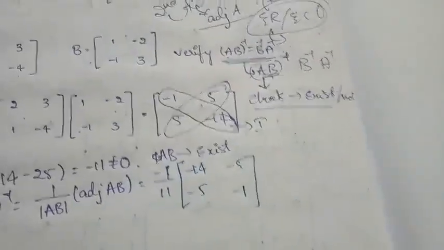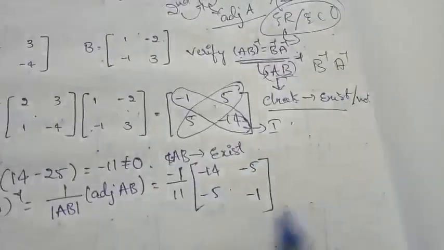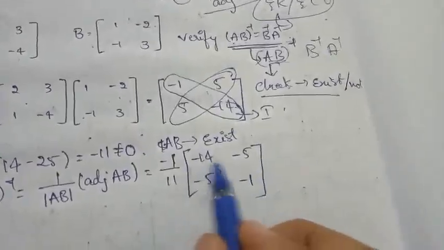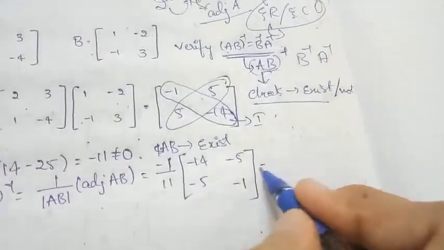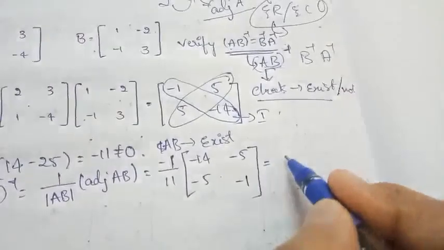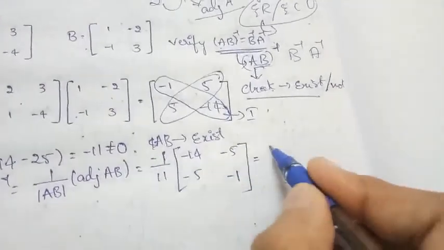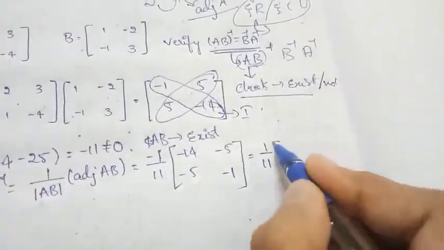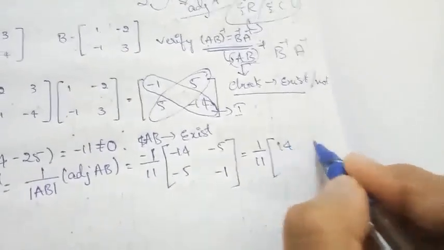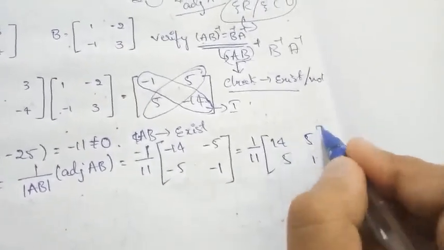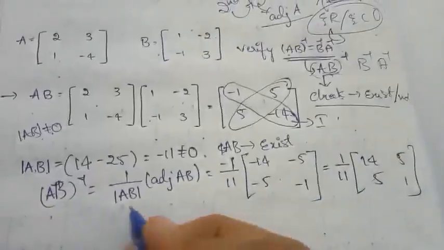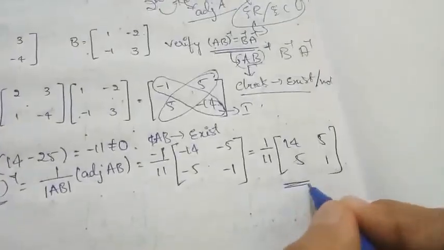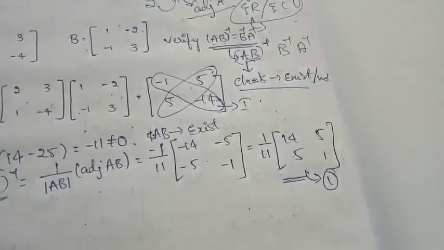What happens here? From this whole matrix I can take minus 1 common outside. If I take minus 1 common outside, minus into minus is plus. So it is 1 by 11 times the matrix 14, 5, 5, 1. So this is our AB whole inverse. Let us call this equation 1.